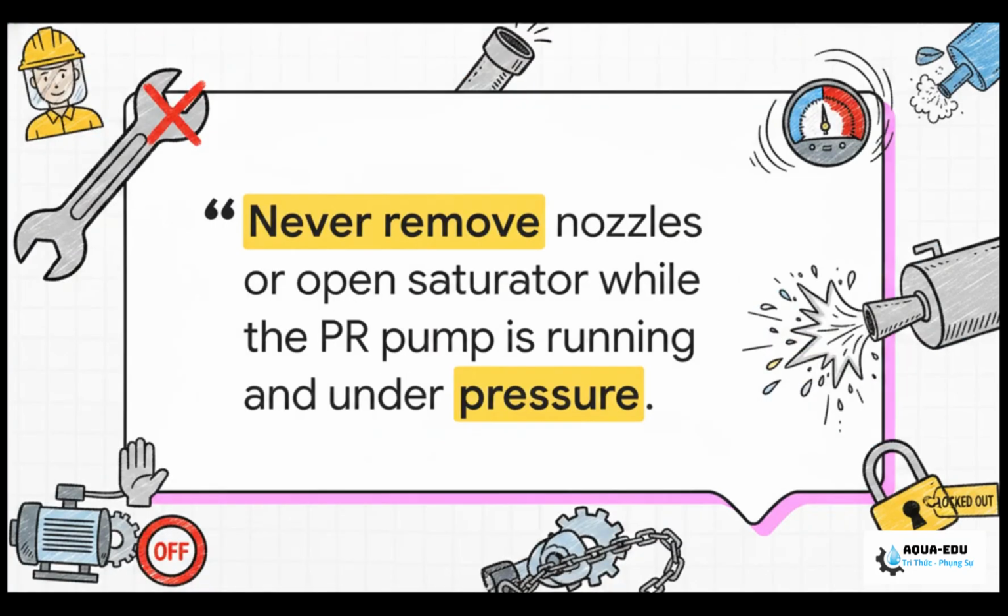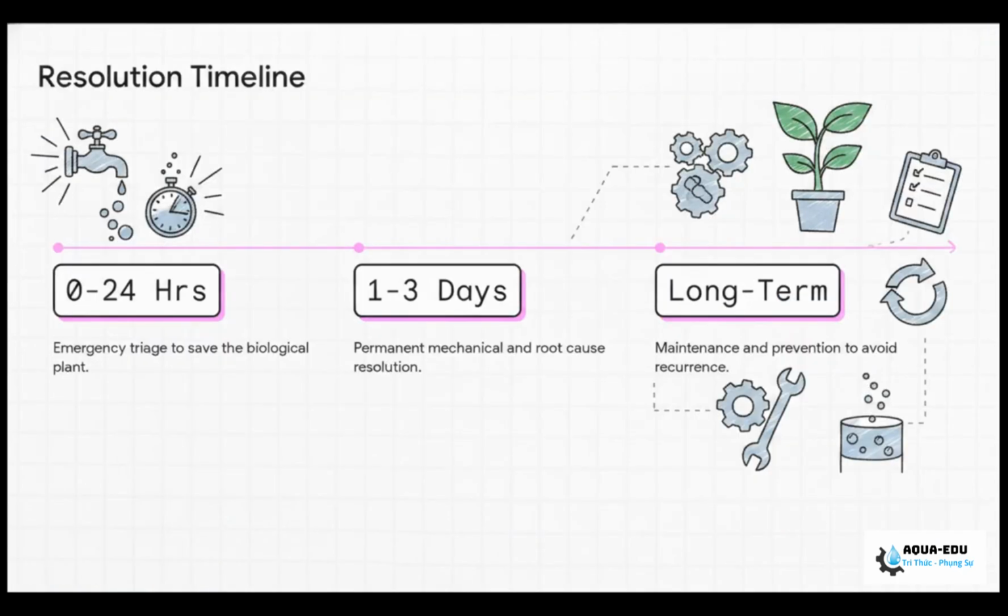But wait, before you touch a single wrench, let me remind you of the absolute most critical safety rule on the plant floor. Never, and I mean never, remove the nozzles or open the saturator while the PR pump is running. You are dealing with highly pressurized air and water here. Always completely depressurize the entire system and lock out your pumps before you even think about doing any maintenance. Safety first, always.